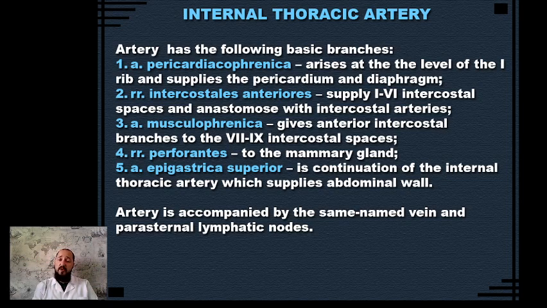The superior epigastric artery is a continuation of the internal thoracic artery, which supplies the abdominal wall and makes anastomosis with the inferior epigastric artery. The artery is accompanied by the same vein and the parasternal lymphatic nodes.